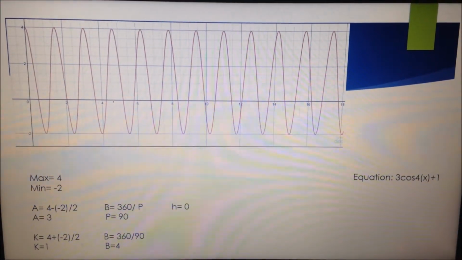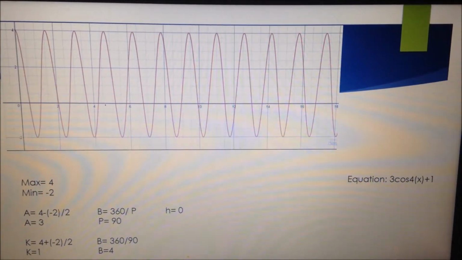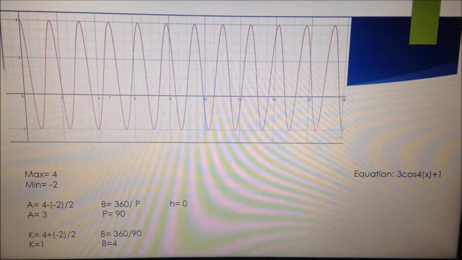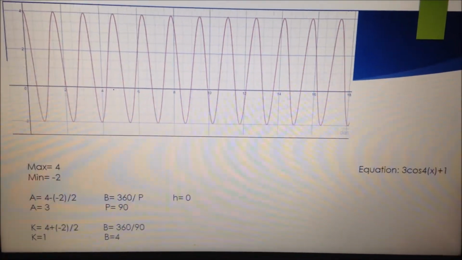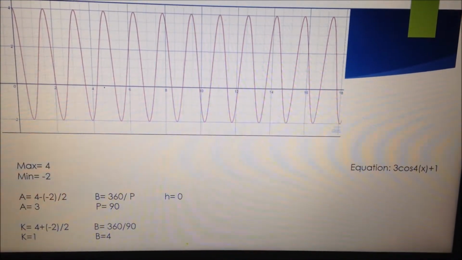So let's actually solve this. We know that our maximum is 4 and our minimum is negative 2. So if we input that into our amplitude formula, which is max minus min divided by 2, we get 3. We know that the k value is max plus min divided by 2. So if we input that into our formula, 4 plus negative 2 divided by 2, we get the value of 1.